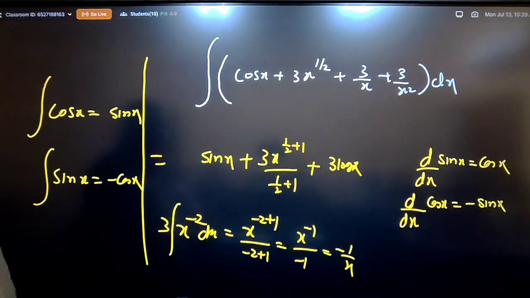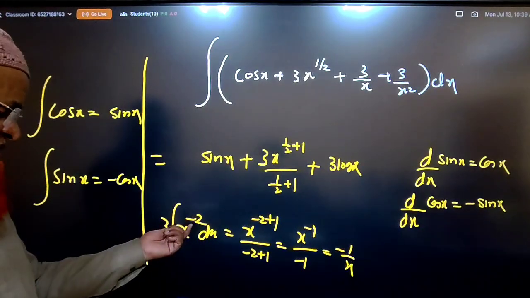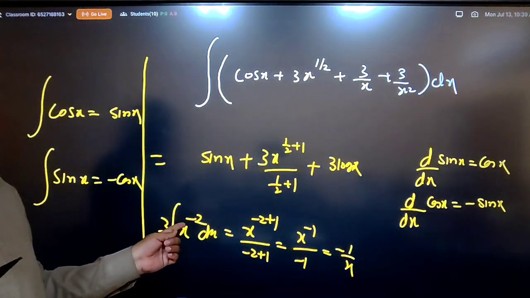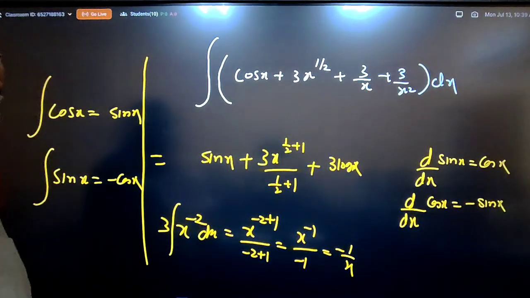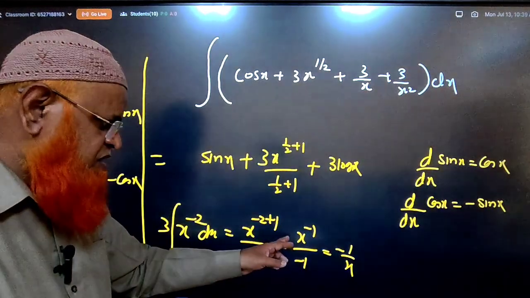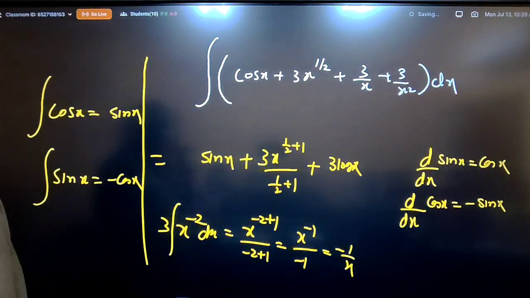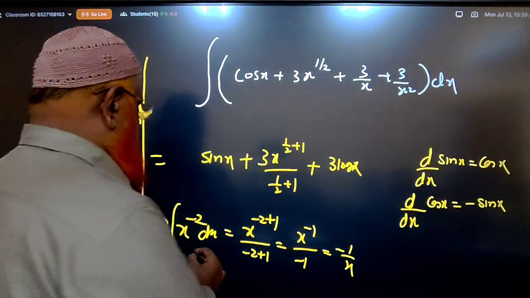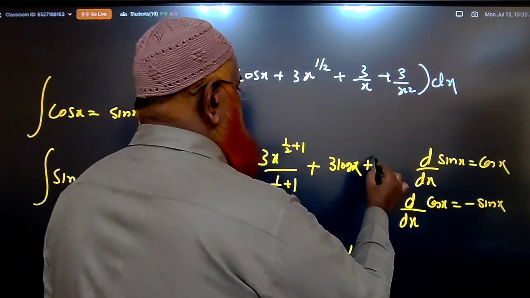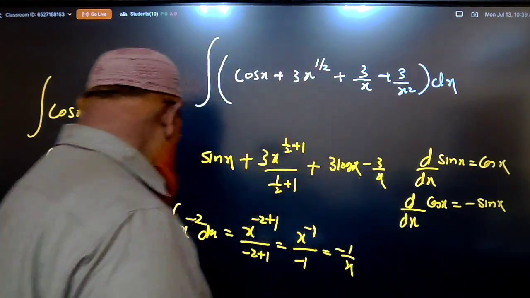Okay, so we understood what I am saying now? Is it clear? So 3x power of minus 2 is going to be n plus 1 by n plus 1. N means minus 2 here. So minus 2 plus 1 by minus 2 plus 1. So it's going to be minus 1 by minus 1. So minus 1 by x. This minus 1 will become just minus here, and this x power minus 1 comes to the denominator and becomes 1 by x. That's it. So here you got the value of 3 by x. So plus, what will you write now? 3 minus 3 by x. That's it.